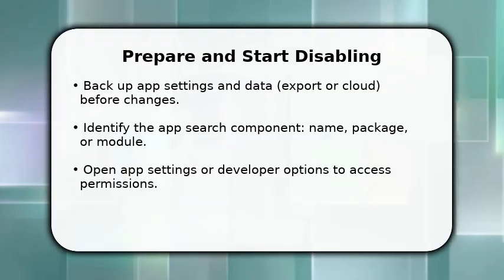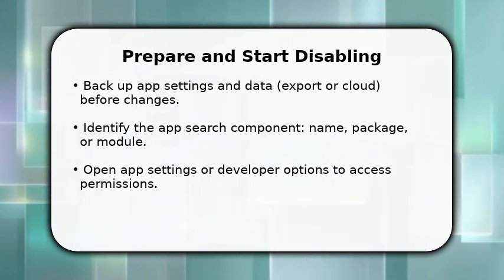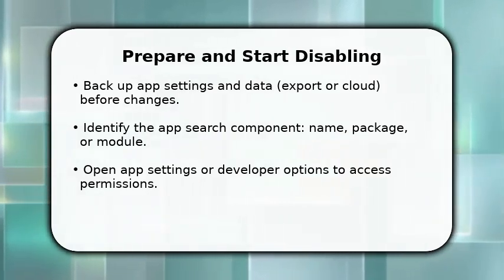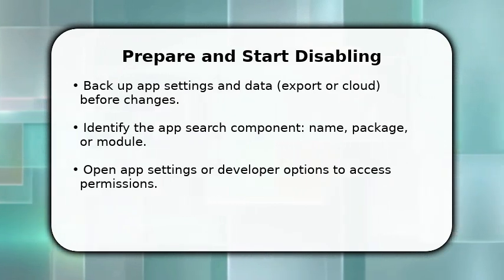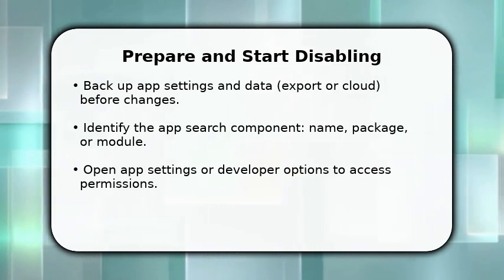You begin by protecting data. Backup app settings and any search history so you can restore if needed. Once done, identify the specific search component or package name inside the app or OS. This is the target you will disable.